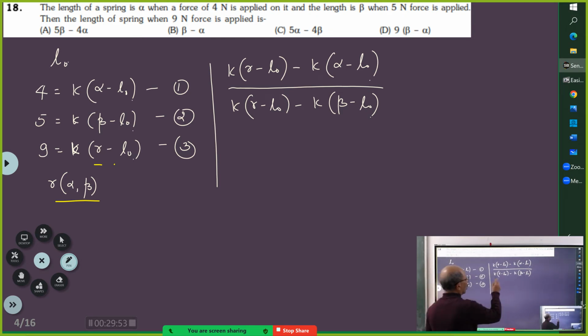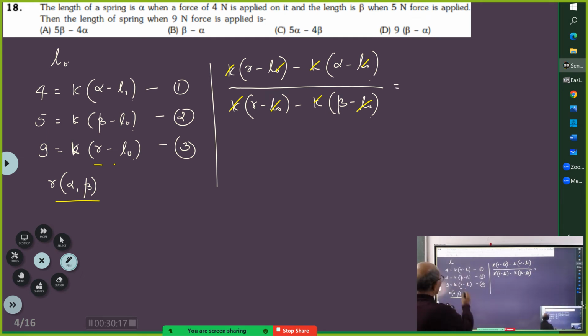So here automatically you see in the numerator this K L naught, in the denominator also K L naught will get knocked off, and all the K's are common here, so all the K's will also get knocked off, and all the L naughts will also get knocked off. Clear?